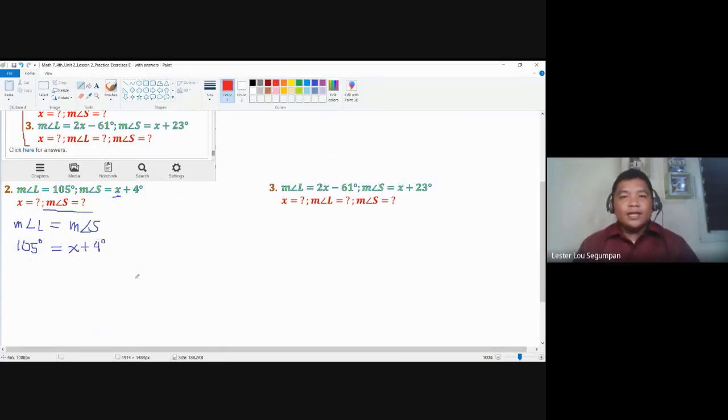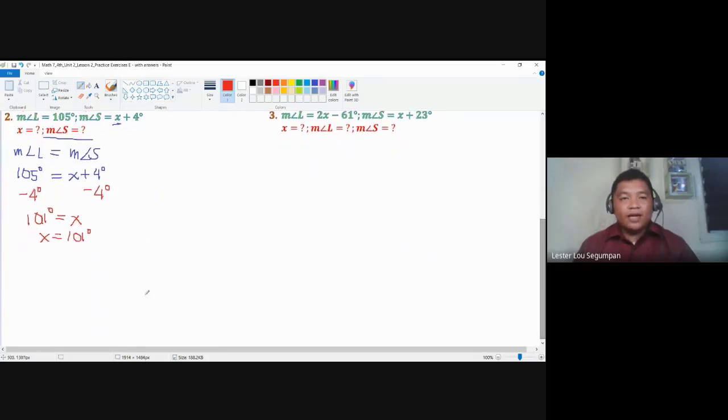To solve for this, let's subtract both sides by 4 degrees. So we have 101 degrees is equal to x. And by the symmetric property, x is equal to 101 degrees. Let's substitute it into the measurement of angle S to determine its measurement. The measurement of angle S is equal to x plus 4 degrees. We have 101 degrees for the value of x plus 4 degrees. You have 105 degrees.